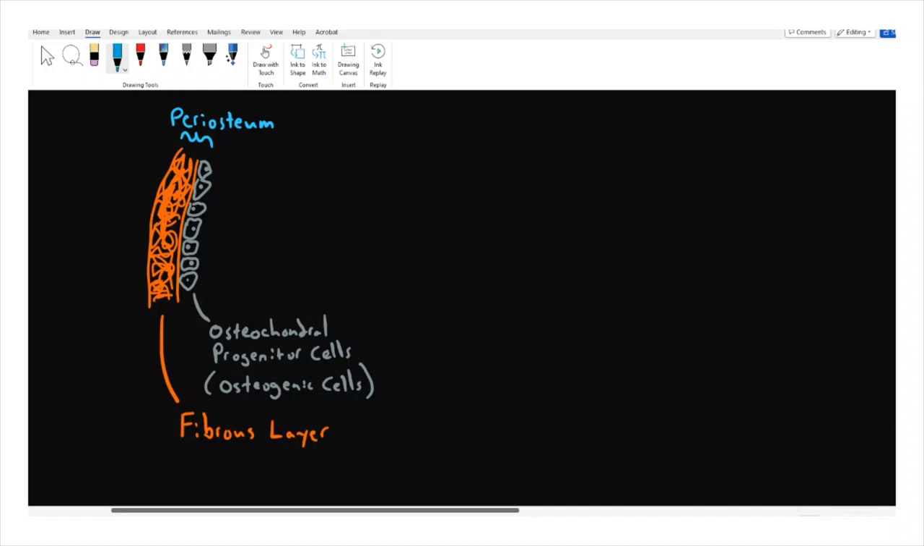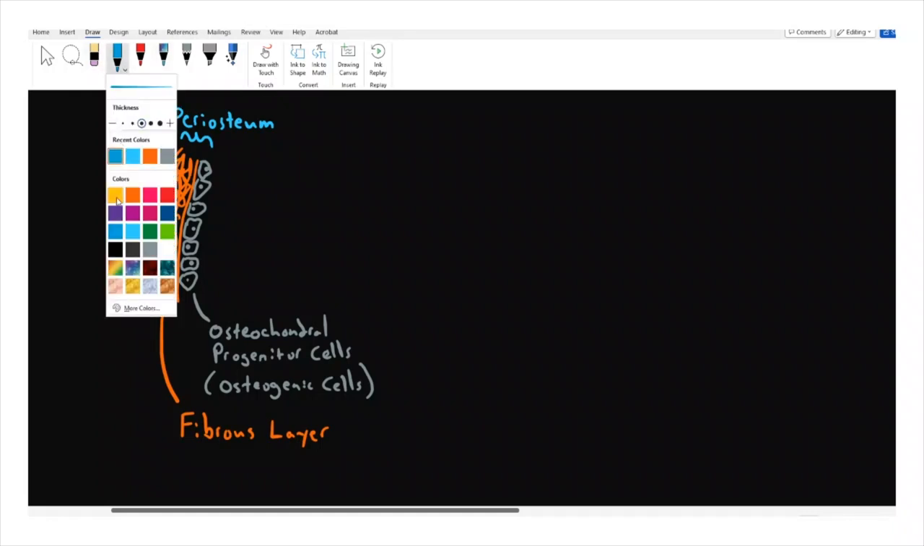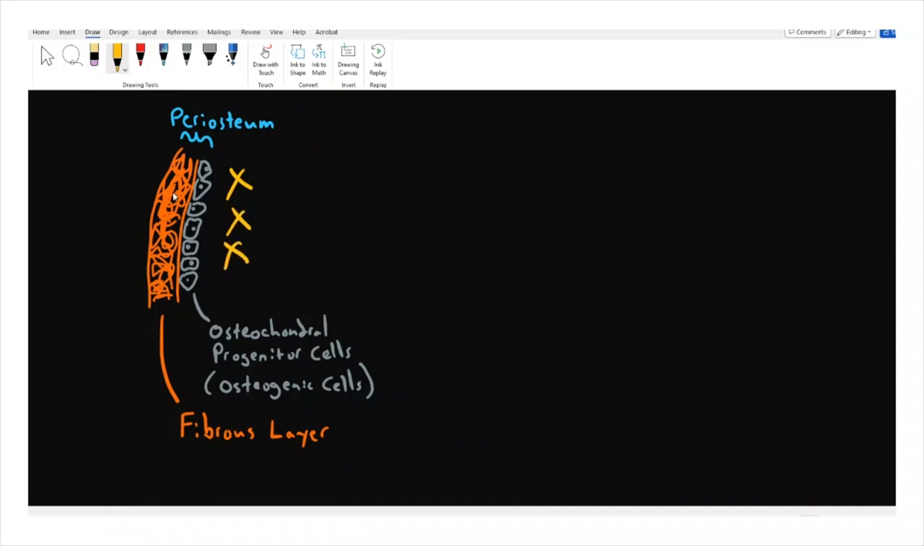So what you can see here is I've made a rather bad sketch of the periosteum showing the fibrous layer in orange, which you may already know is basically dense irregular connective tissue, and in gray the inner layer, which would face the bone, called the cellular layer. So the bone would actually be over here. This is the direction that we're going. And that cellular layer is composed of what are called osteochondral progenitor cells, or you may see them by their slightly more modern name, osteogenic cells.